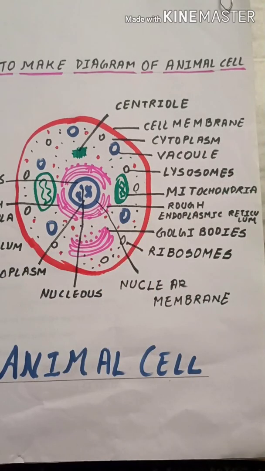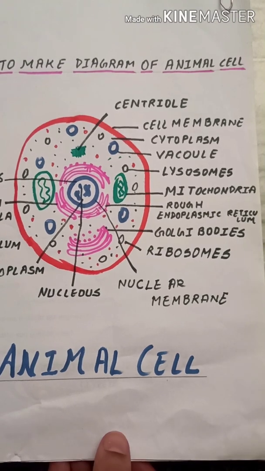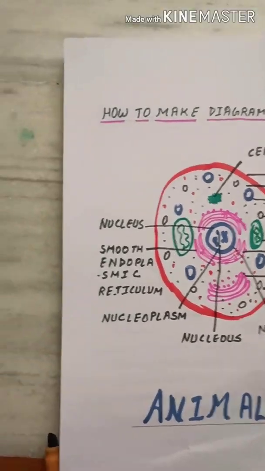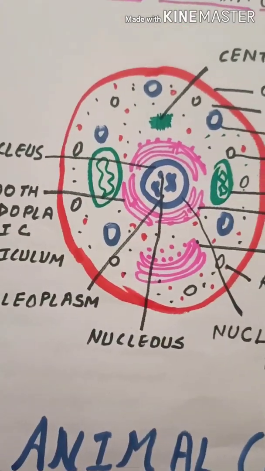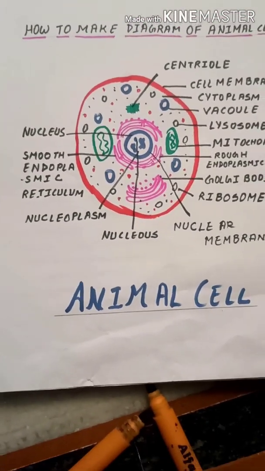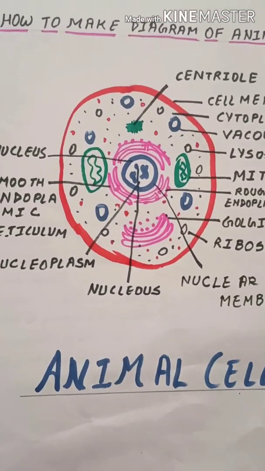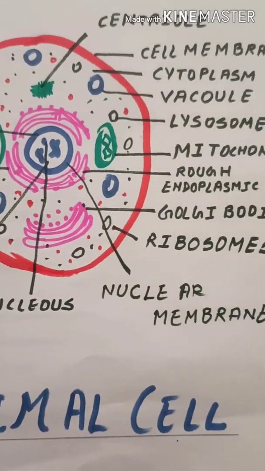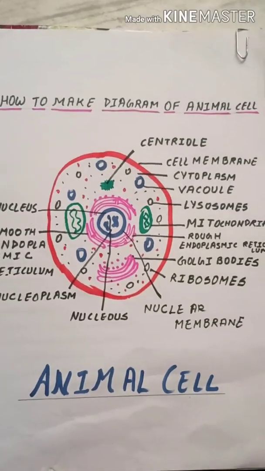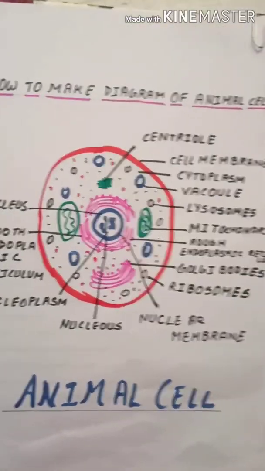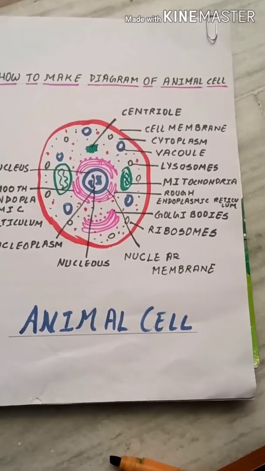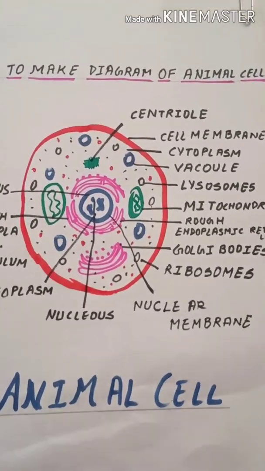Now our whole diagram has finished. Hope you will practice at home, and this is the easiest way to make a diagram of an animal cell fast. In class 9, during the examination, in 3 hours, you will have to finish your physics, chemistry and biology. So don't waste maximum time to draw diagrams. The diagram should be neat and clean like this, and labeling is very important.